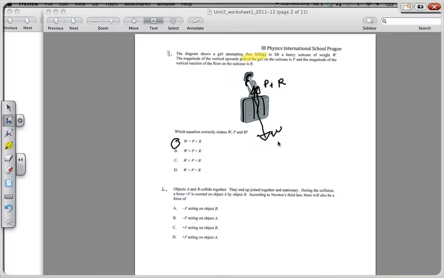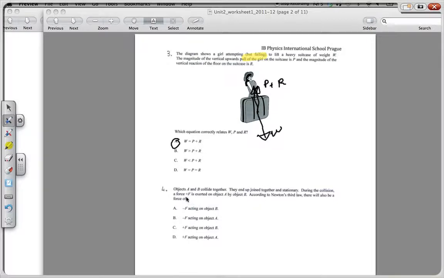Looking at question 4, objects A and B collide together, they end up joined together and stationary. During the collision, force plus F is exerted on object A by object B. According to Newton's third law, there will also be. Now, obviously, we need to know what Newton's third law says, which basically says that for every force, there is an equal and opposite reaction force.